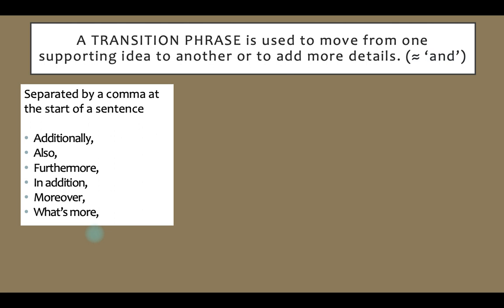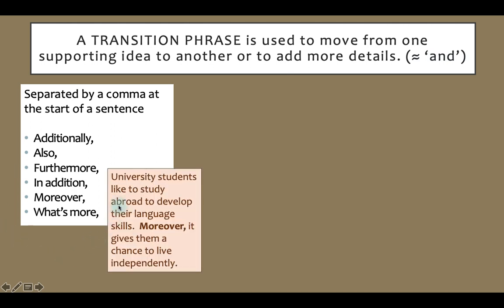The first group is ones that are separated by a comma at the start of a sentence. Here's an example. University students like to study abroad to develop their language skills. Moreover, it gives them a chance to live independently. All of these words: additionally, also, furthermore, in addition, moreover, what's more. Of course, some of them are two words. They can be used in the same way as this example is.